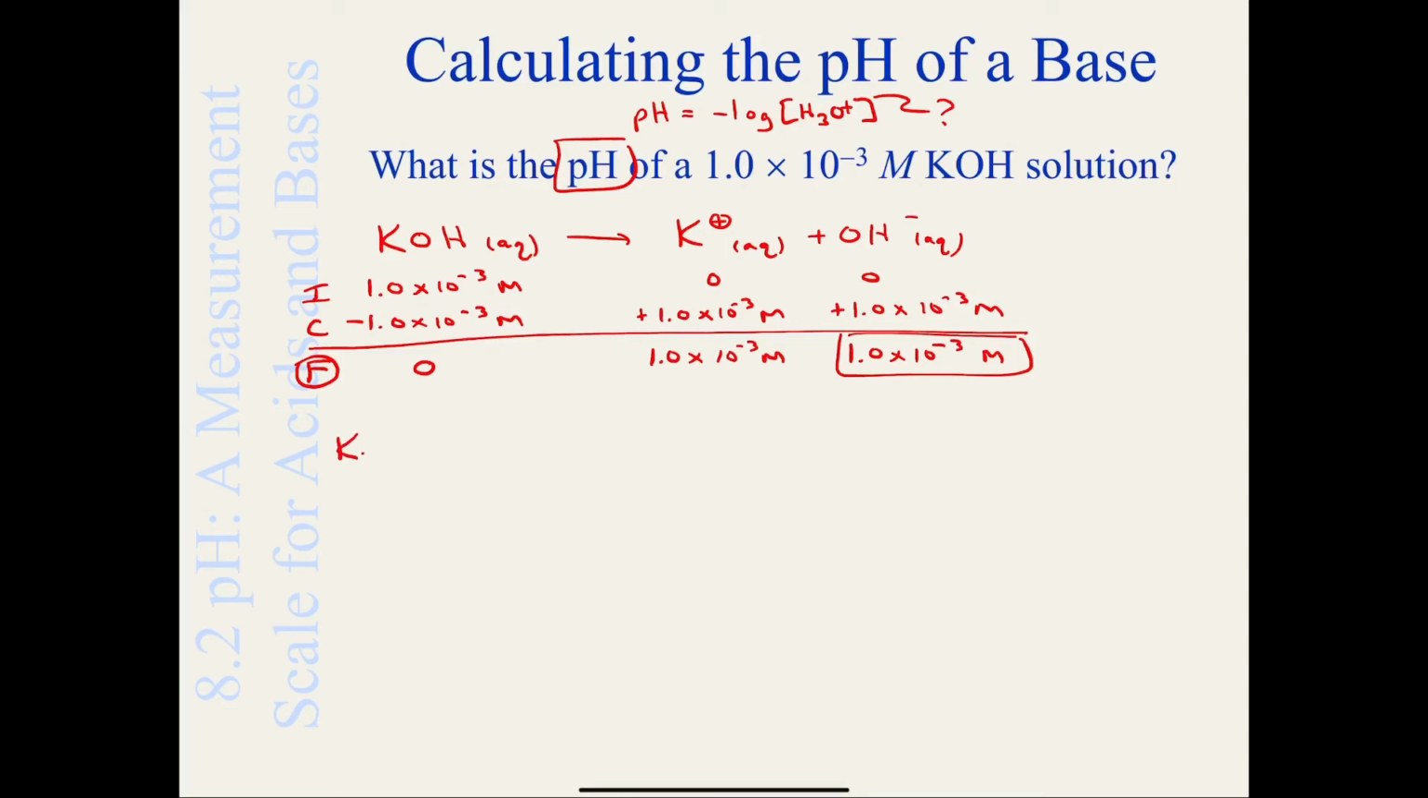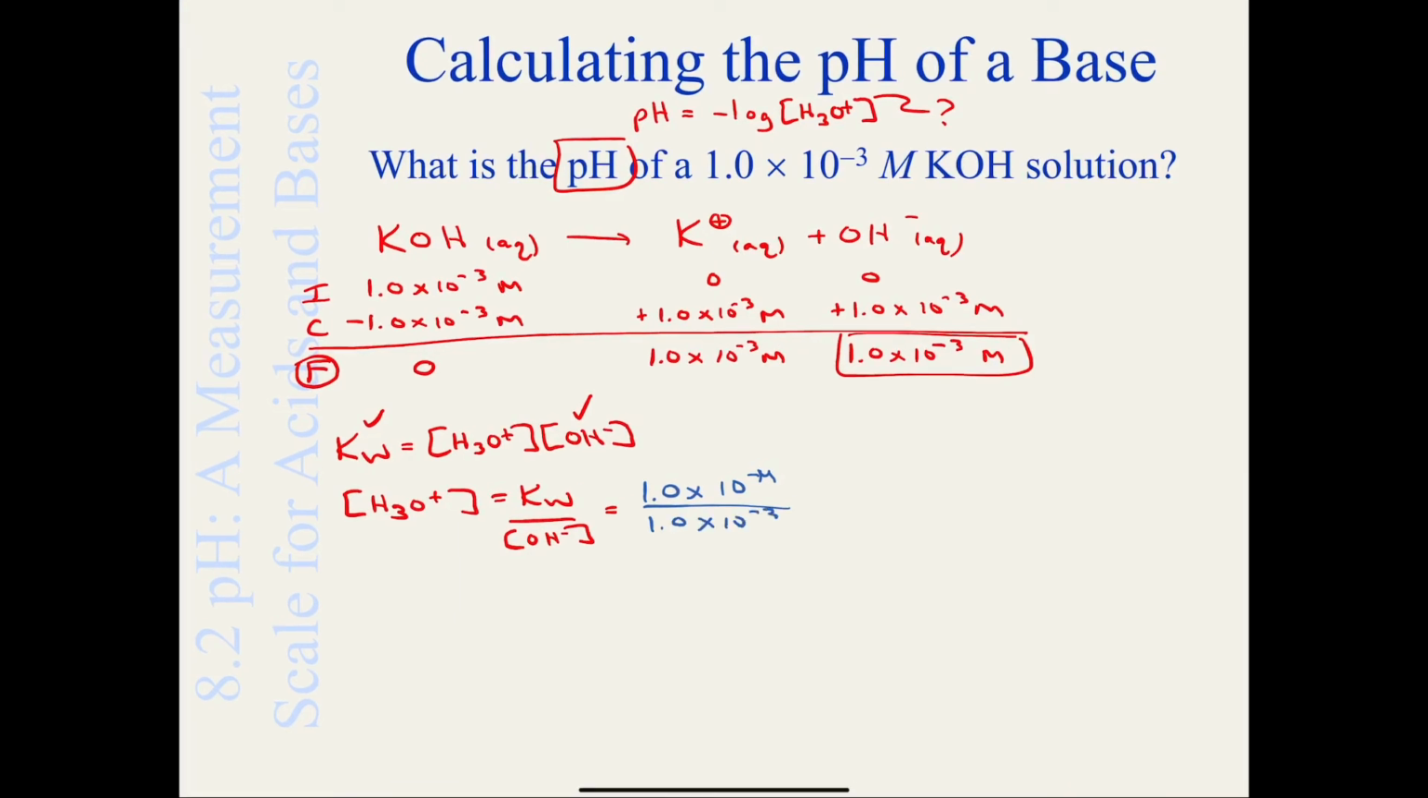Well, the good news is that we know that Kw is equal to the concentration of hydronium times the concentration of hydroxide, and that Kw is a constant, and we already know the concentration of hydroxide. So let's rearrange the formula and solve for the concentration of hydronium. So the concentration of hydronium is going to be equal to Kw divided by the concentration of hydroxide. Let's plug the numbers in. 1.0 times 10 to the minus 14 divided by 1.0 times 10 to the minus 3, and I get that my concentration of hydronium is 1.0 times 10 to the negative 11.